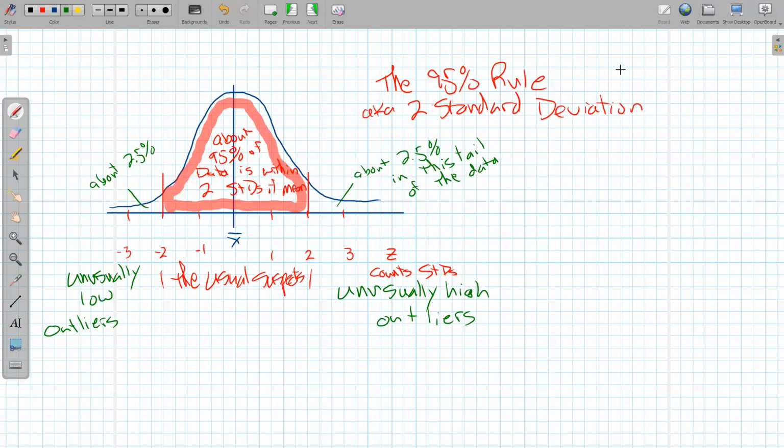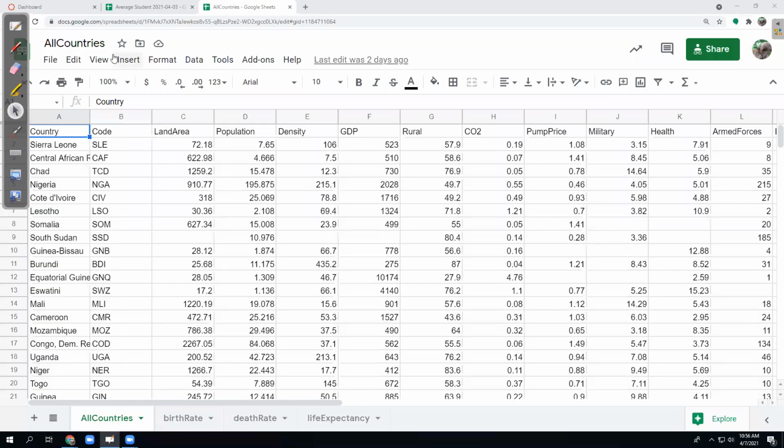All right, so back to playing with standard deviations. We're going to play around with what standard deviation means, how we calculate it, this 95% rule for identifying outliers. And we're going to do that with the all countries data set from the book, which you may have your own copy of already that you downloaded from the book's website or from my Google Drive with these.